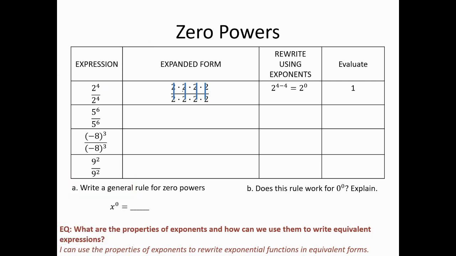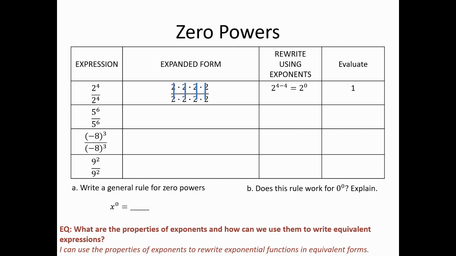First, you can see we're just picking up like we did yesterday. We're going to be expanding out. The first one is done for us. It has 2 to the fourth, so we see 2 times 2 times 2 times 2. There are 4 of them across the numerator, the top of the fraction, and across the denominator, the bottom of the fraction. And anytime we have a number divided by itself, we talked about this yesterday, that equals 1.